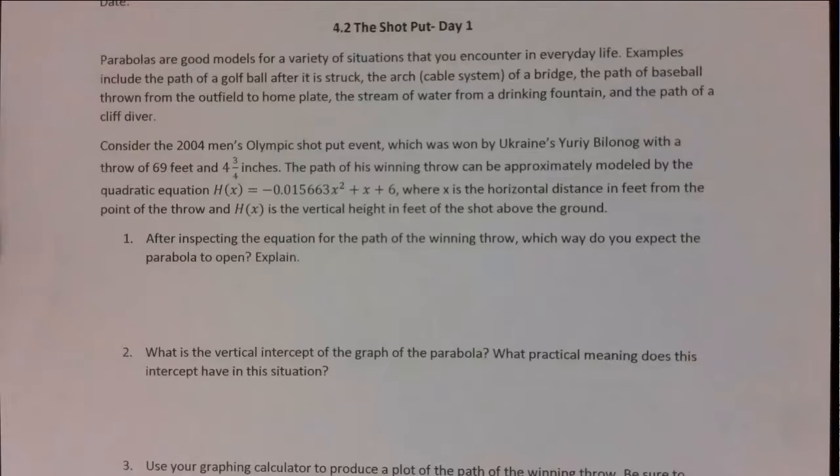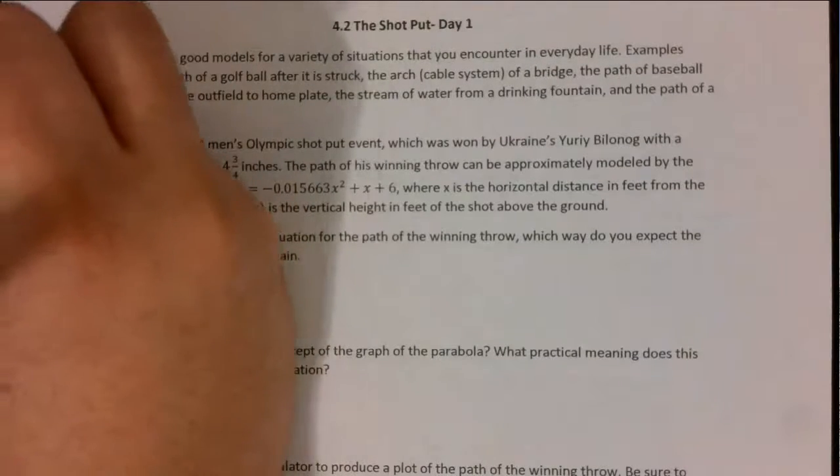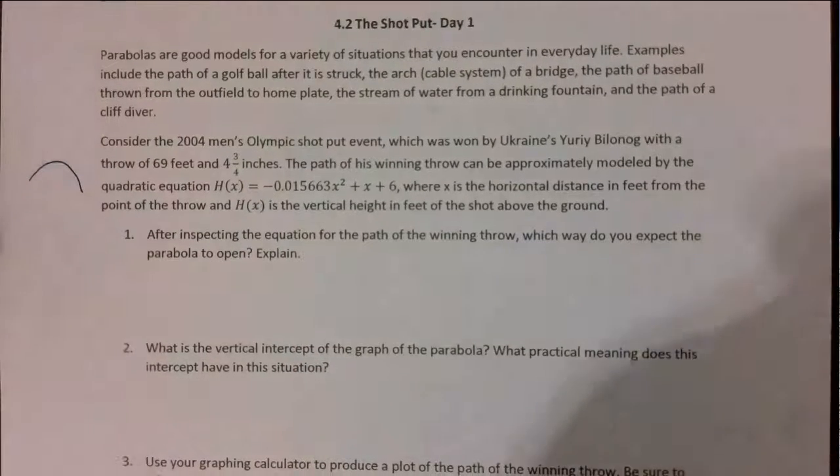The path of a baseball thrown from the outfield to home plate. The stream of a water fountain. And the path of a cliff diver. The specific scenario we're considering is the 2004 men's Olympic shot put event, won by a guy from Ukraine, and he threw it 69 feet and 4 3/4 inches. So he throws the shot put, and it actually follows this path.